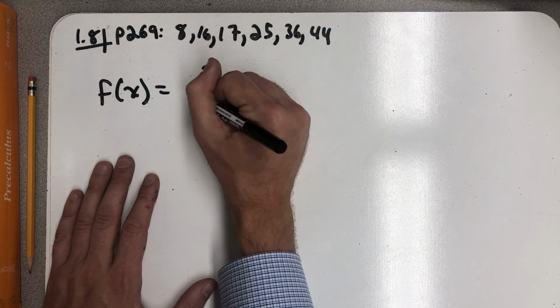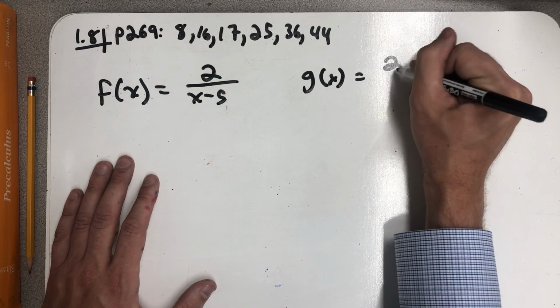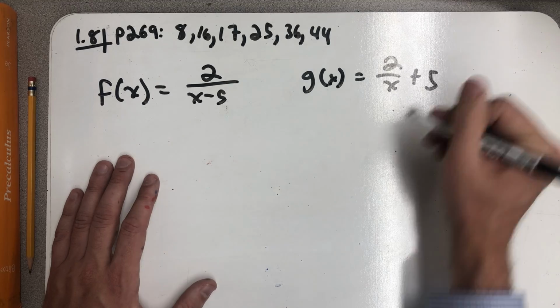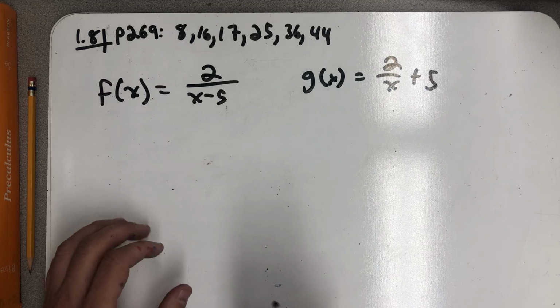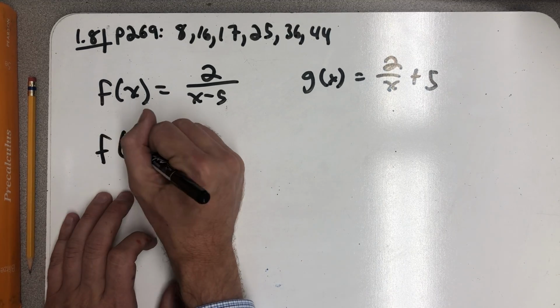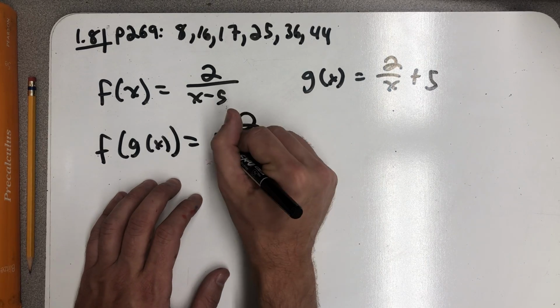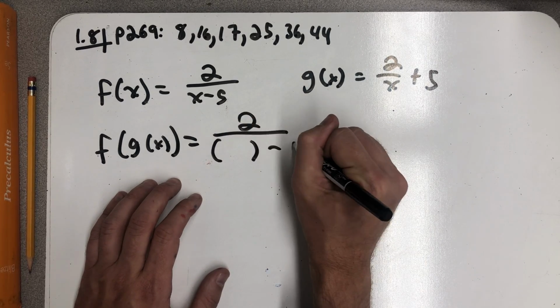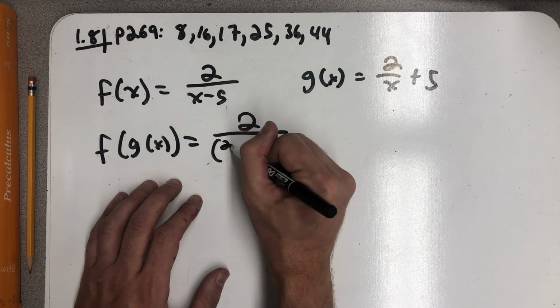f of x is the function 2 over x minus 5, and g is the function 2 over x plus 5. The instructions tell us to find f composed with g and g composed with f to determine whether each pair of functions are inverses of each other. So I have f composed with g, an outside function, 2 over something minus 5, and then g of x goes on the inside.